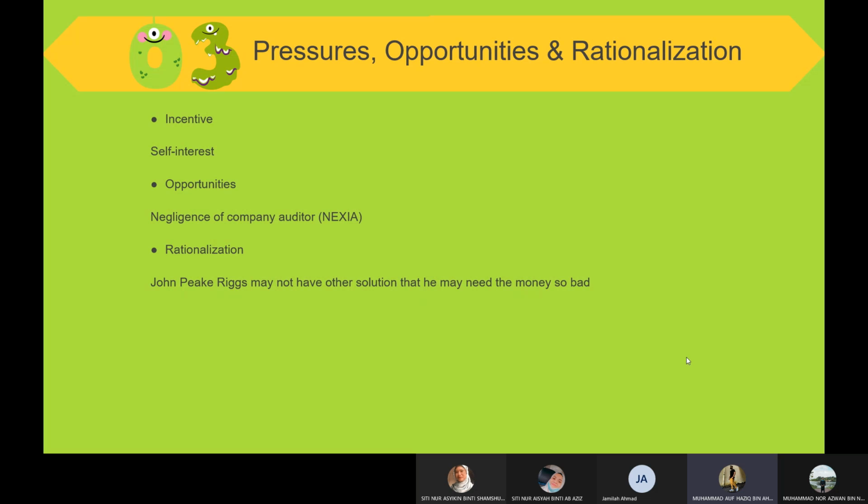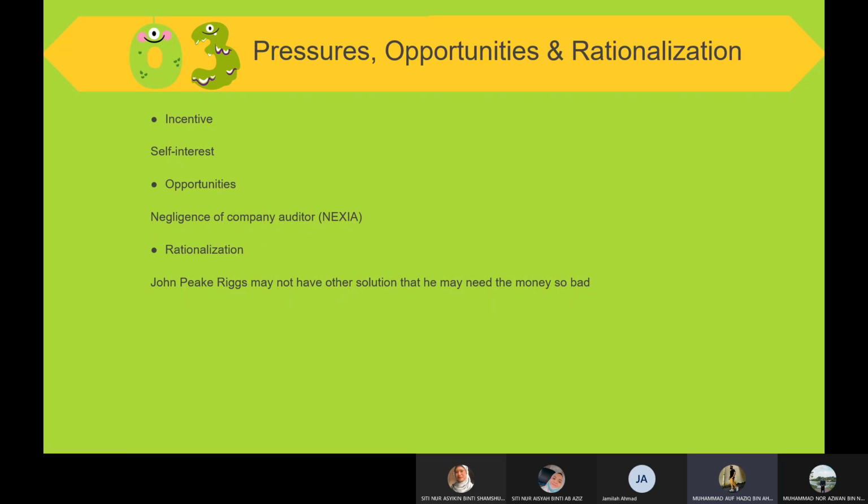Assalamualaikum. First of all, my name is Muhammad Awfazik. Today, I would like to present to you about pressure, opportunities, and rationalization. Basically, this is what we call the fraud triangle. The fraud triangle is divided into three: the first one is incentive, the second is opportunities, and the third is rationalization.